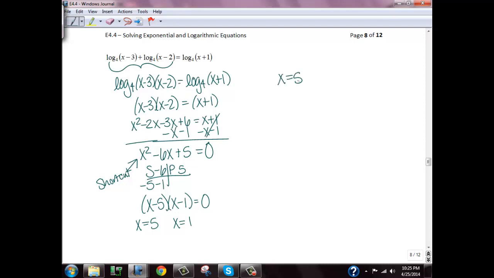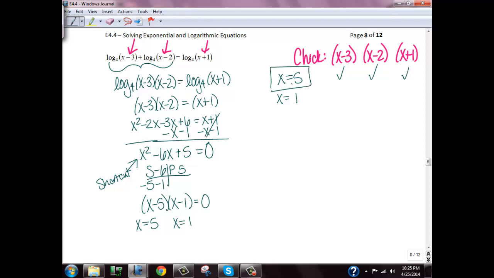Now, because I have variables on the inside numbers of my logs, I have to check to make sure that they all stay positive. So I have to check x minus 3, I have to check x minus 2, and I have to check x plus 1. Okay? When I plug my solutions in, 5 minus 3 is 2, that works. 5 minus 2 is 3, that works. And 5 plus 1 is 6, so that works.